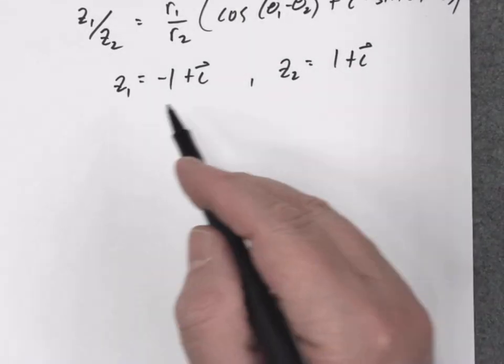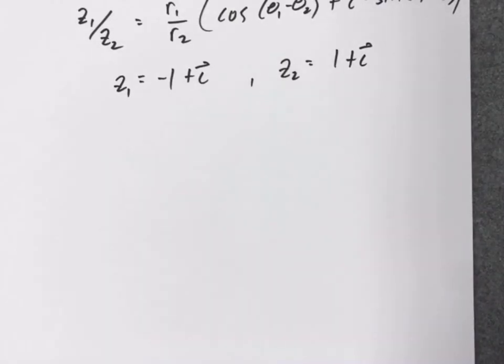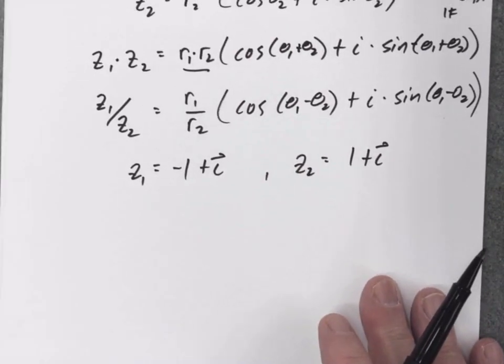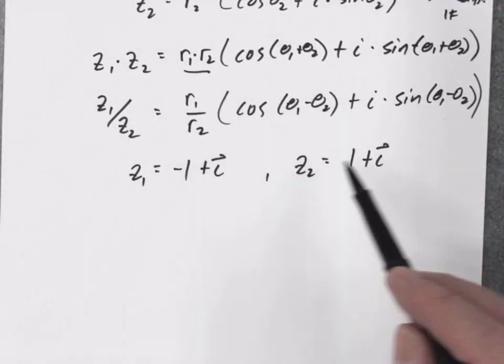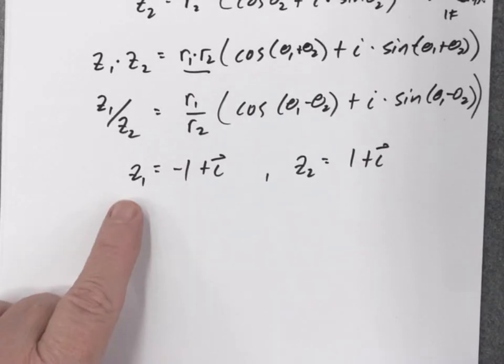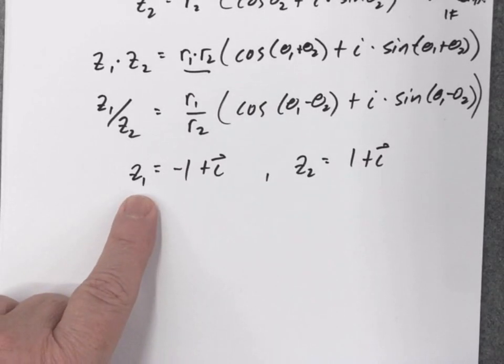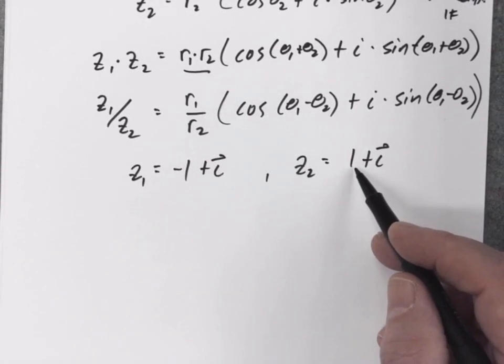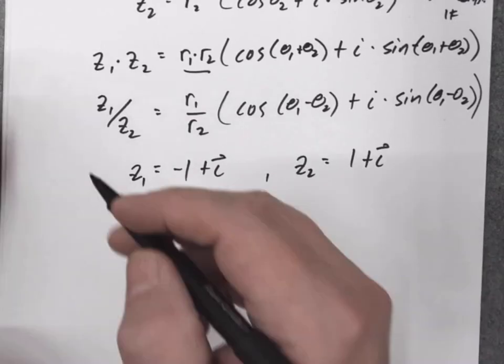Now I want to multiply and divide these two complex numbers, but I want to do it in polar form. So the first thing I need to do is convert this first vector, z1, into polar form. I mean into trigonometric form. And I want to convert the second vector also into trigonometric form.